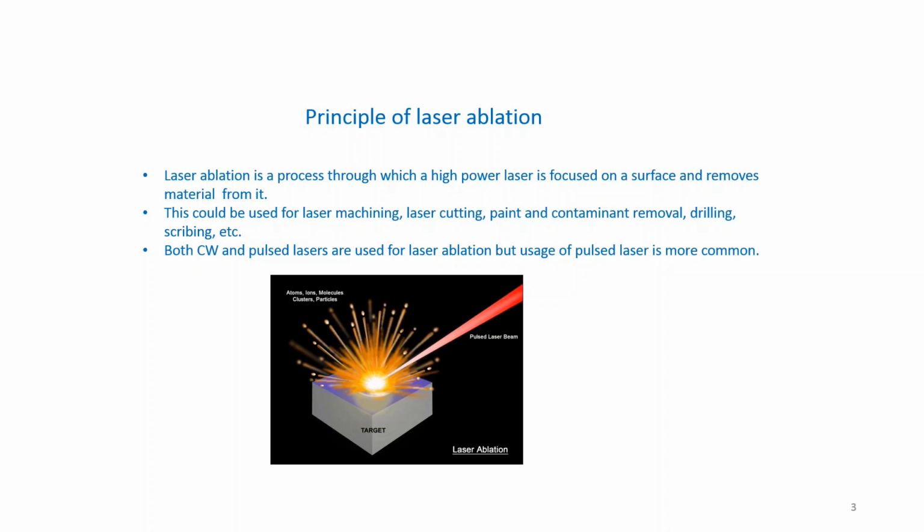Although both CW and pulse lasers are used for laser ablation, the usage of pulse lasers is more common, for the reason that there are parameters that you can play with. You could play with the pulse width, with the pulse repetition frequency, and things like that. Whereas in a CW laser, you're pretty much confined to the intensity of light that you're getting. So I think the control in the case of pulse lasers is more as compared to CW lasers.